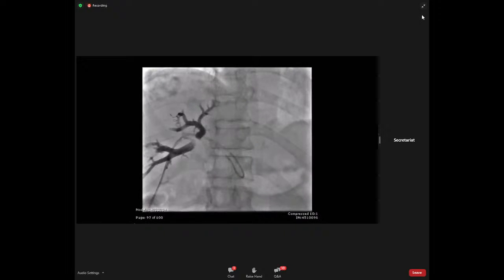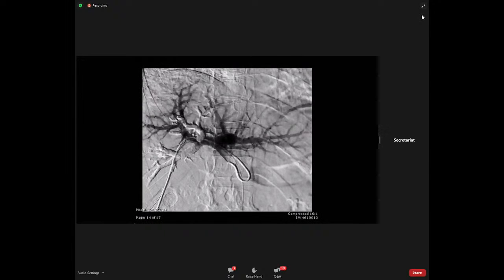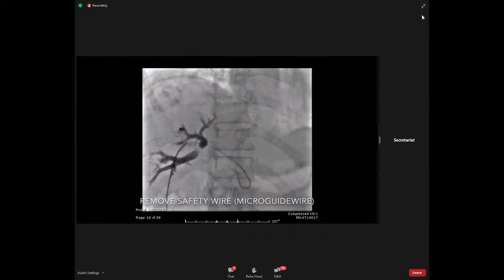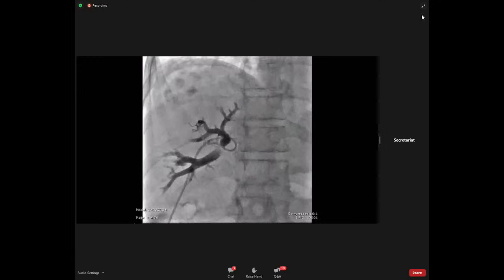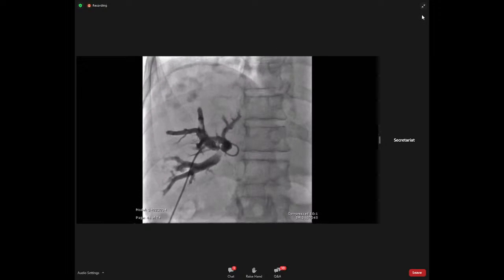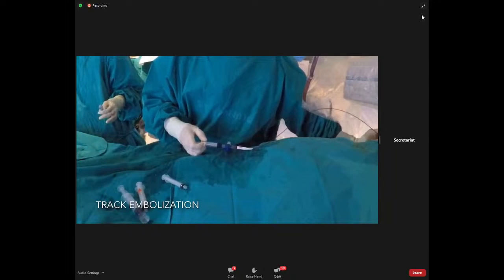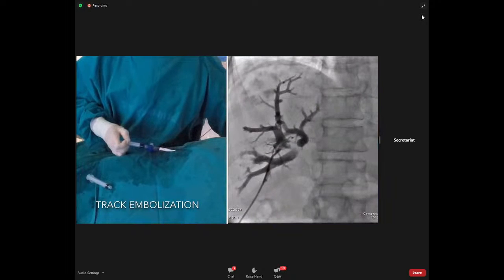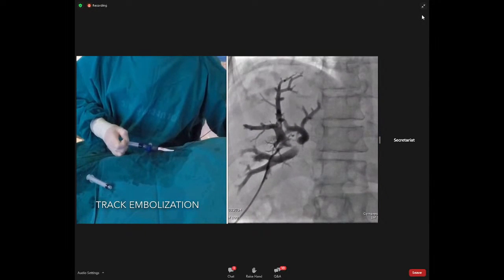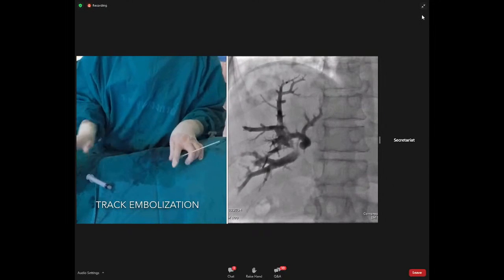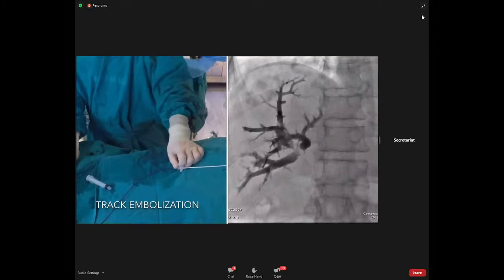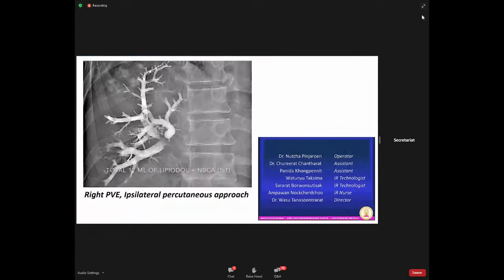Before the embolization of the last branch, I usually perform flush portography at the main portal vein again to demonstrate the left portal vein, and then remove the safety guide wire. Select into the right anterior branch, which is the last branch to be embolized. Embolize with glue, and then gently remove the catheter along with the sheath and perform tract embolization with a small amount of glue injection. In this case, we used a total of 12 ml of glue mixture.